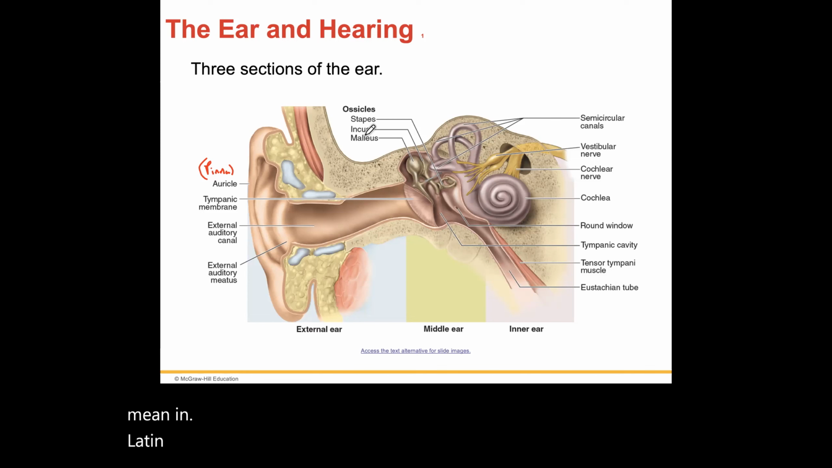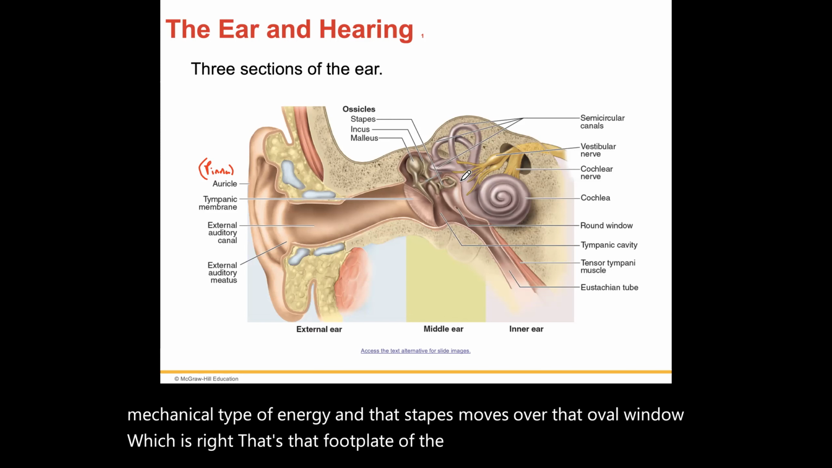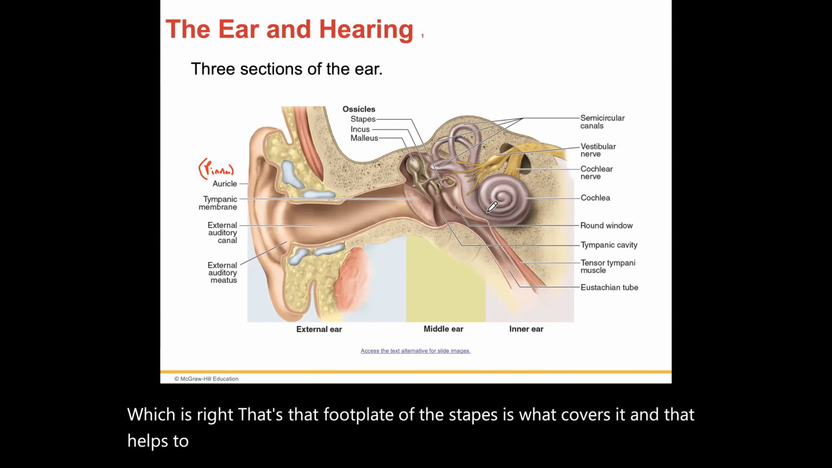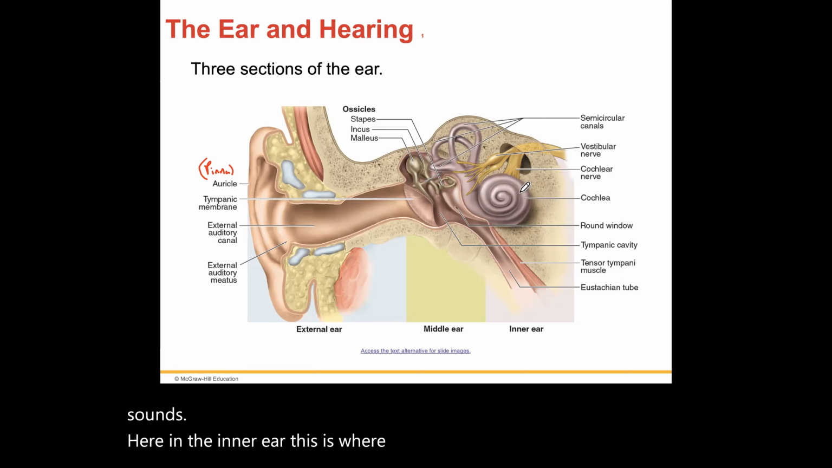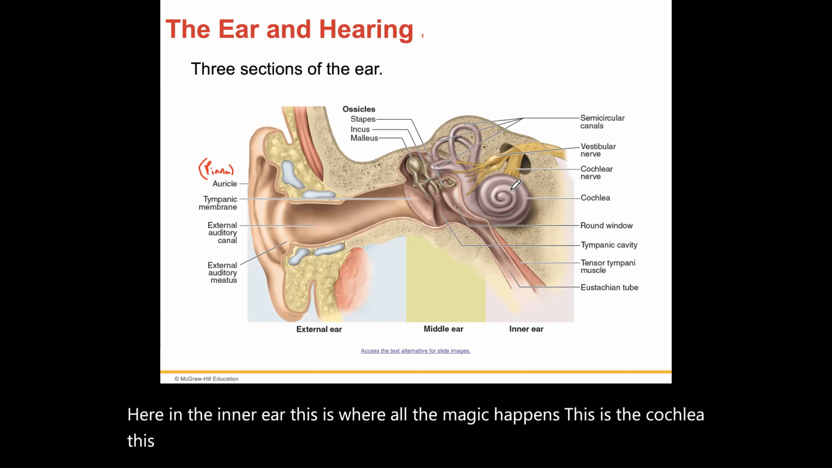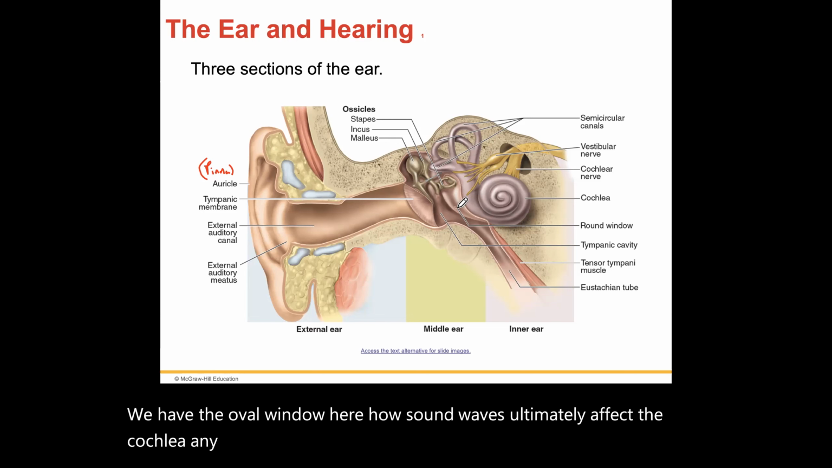When those bones move, that is helping to turn these sound waves into a mechanical type of energy. And that stapes moves over that oval window, which is right there. The footplate of the stapes is what covers it. And that helps to move fluid within the cochlea here, and then we can interpret sounds. Here in the inner ear, this is where all the magic happens. This is the cochlea. This is involved with sound perception. We have the oval window here, how sound waves ultimately affect the cochlea. Any excess sound exits out the round window.